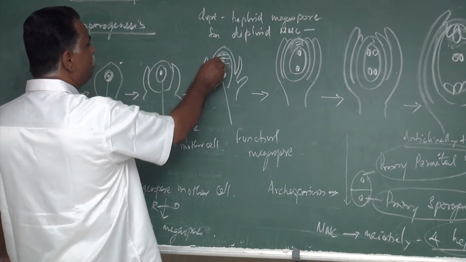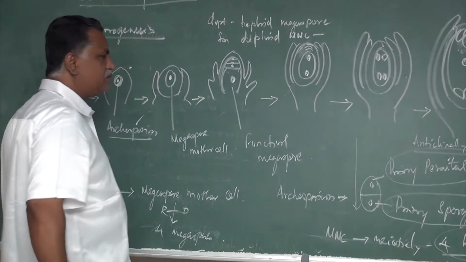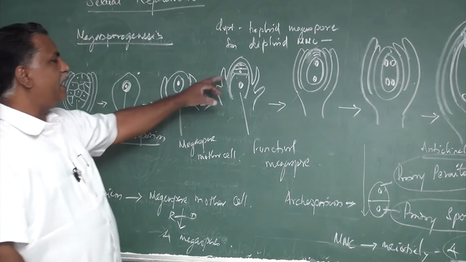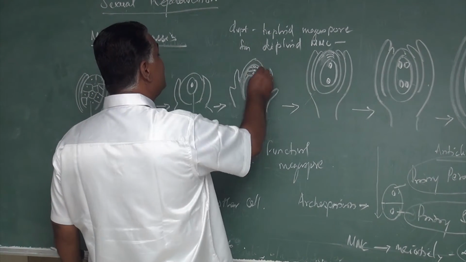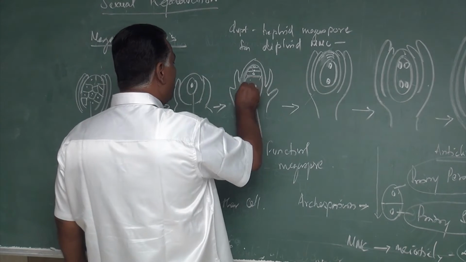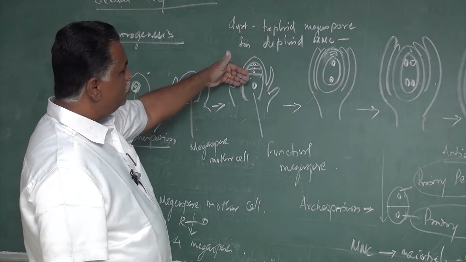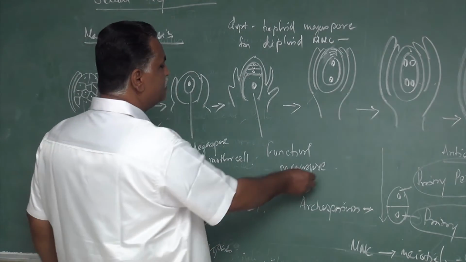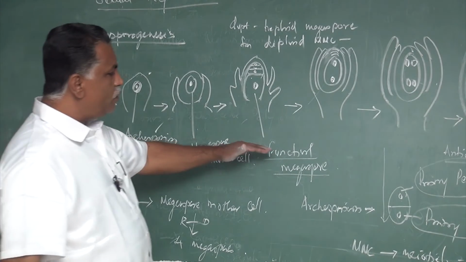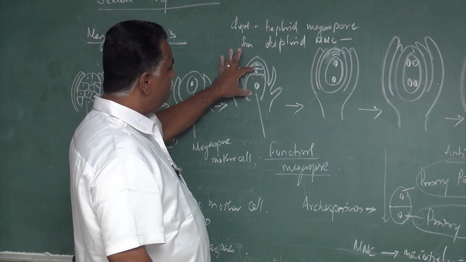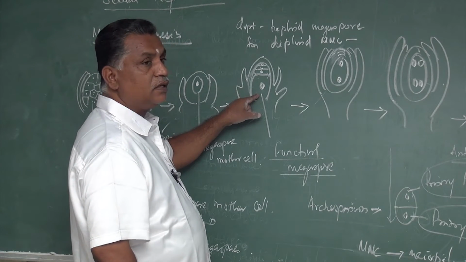Of the 4 haploid cells, 3 cells disintegrate in most cases. The 3 cells at the micropylar region disintegrate. The one among the 4 haploid cells which is facing the chalazal region becomes the functional megaspore. Among the 4, only one becomes functional, which produces the embryo sac.